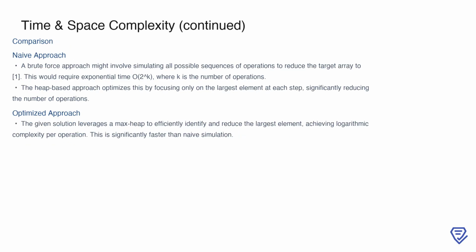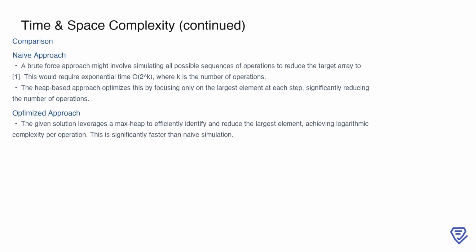Let's compare this optimized approach to a naive one. In a brute force approach, we might attempt to simulate all possible sequences of operations to reduce the target array to 1. Such an approach would have exponential time complexity on the order of O(2^k), where k is the number of operations. By contrast, the optimized approach uses a max heap to focus only on reducing the largest element at each step. This drastically reduces the number of operations needed, as the heap allows us to efficiently identify and process the largest element in logarithmic time. As a result, the heap-based solution is significantly faster and scales far better than the naive method.